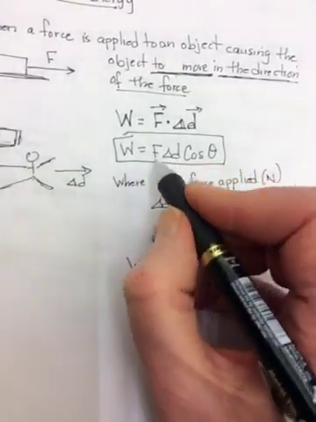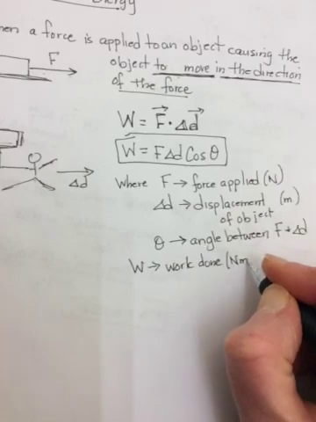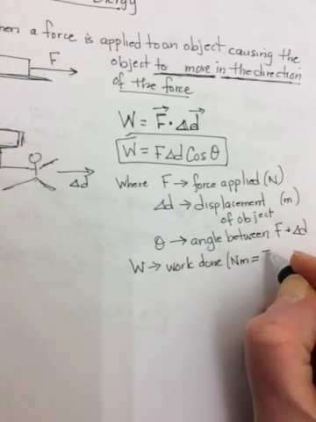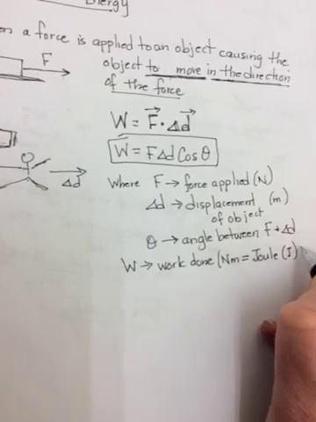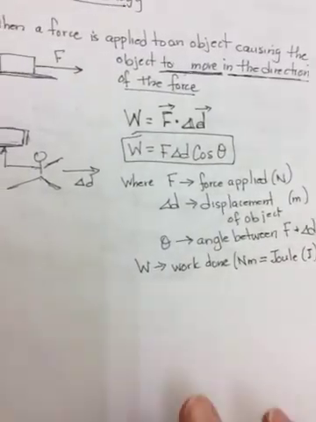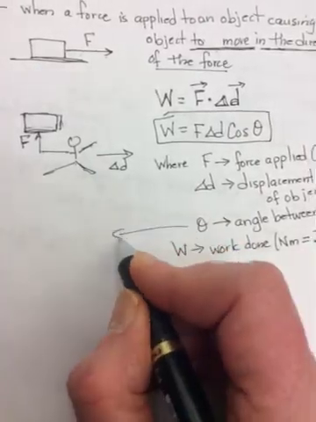And it's going to be measured in Newton meters. And a Newton meter, we said the other day in class, was renamed a joule. So work done as well as energy are both measured in joules. Now, let's go back and think about the theta for a few minutes.